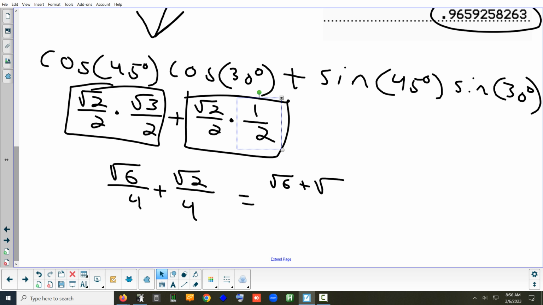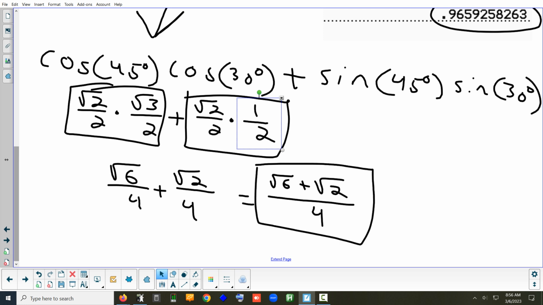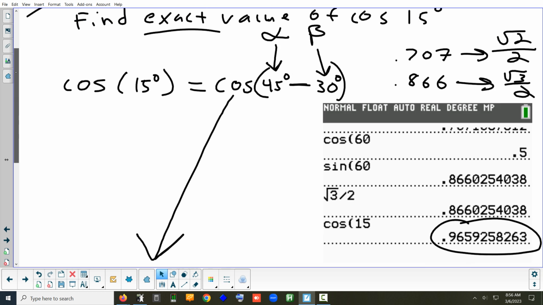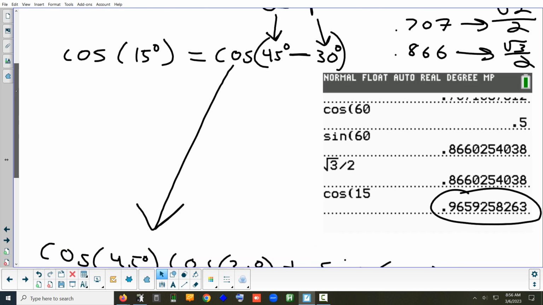There's nothing you can do to combine square roots. So you just say square root of 6 plus square root of 2. And when you add, you do not add the denominators. You keep the common denominator. And that should be the exact answer for cosine of 15.